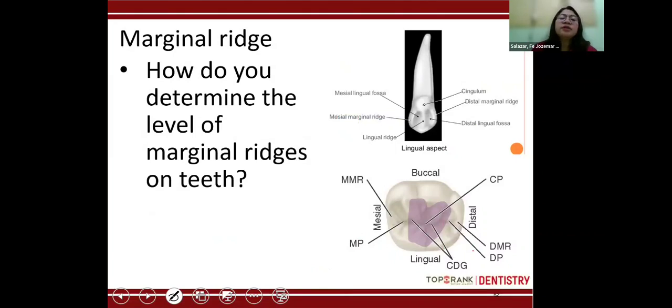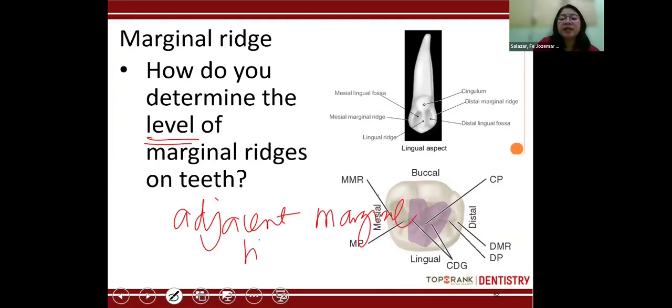Okay, now, how do you determine the level of marginal ridges on teeth? Ano yung magkaka-level dapat? Okay, for example, you are doing a class 2 cavity preparation. How are you going to restore the level of your marginal ridges? What is your basis for restoring the proper level of your marginal ridges? When it comes to level, your basis would be adjacent marginal ridge. Okay, yes, adjacent marginal ridges.